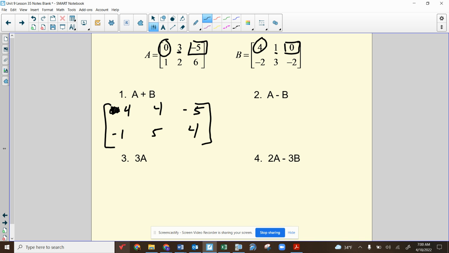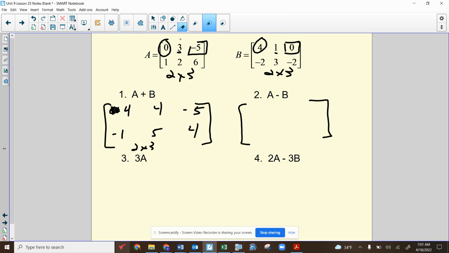The matrix that you started off with, which is a 2 by 3 and a 2 by 3, the size of the answer is also a 2 by 3. So when we do all four of these here, you're going to end up with 2 by 3 answers. Okay, A minus B. I'm going to erase these things here just so we can have it a little clearer.